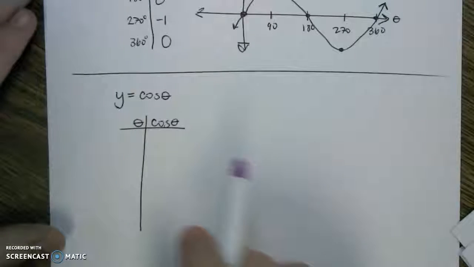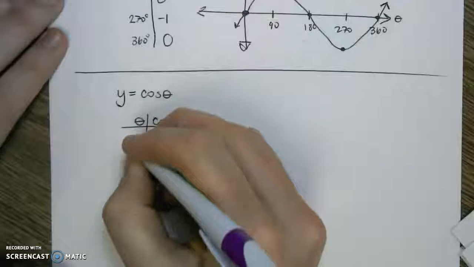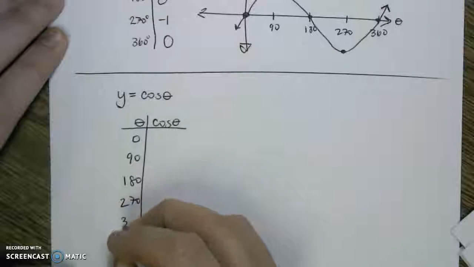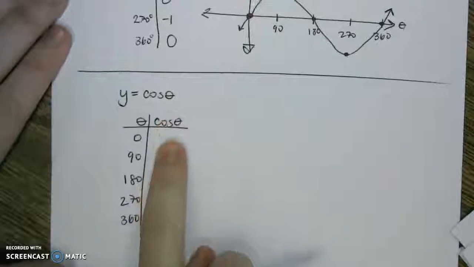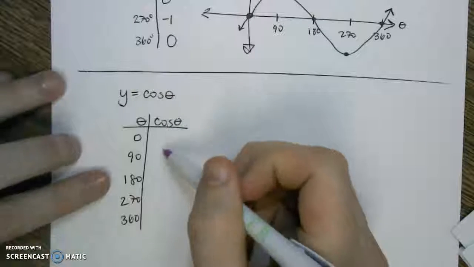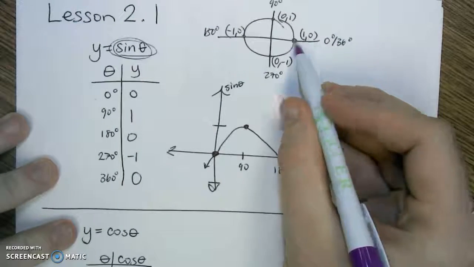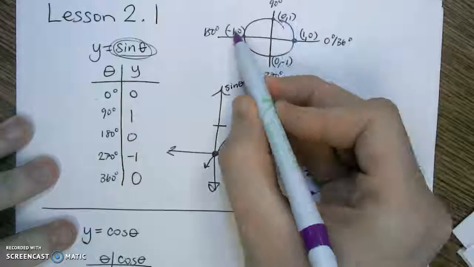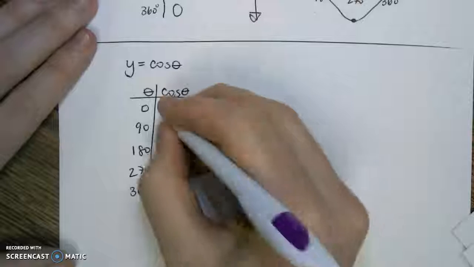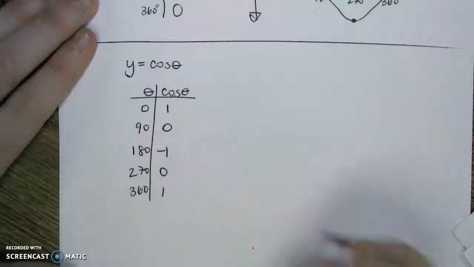So we've got y equals cosine theta now. So my theta values are still going to be 0, 90, 180, 270, 360. But this time my y values are going to be what y equals, which is cosine theta. So when we look at our unit circle, we can get these values. Cosine of 0 is 1. Cosine of 90 is 0. Cosine 180, negative 1. Cosine 270, 0. So we're going to have 1, 0, negative 1, 0, and then when you go back to 360, it's 1.